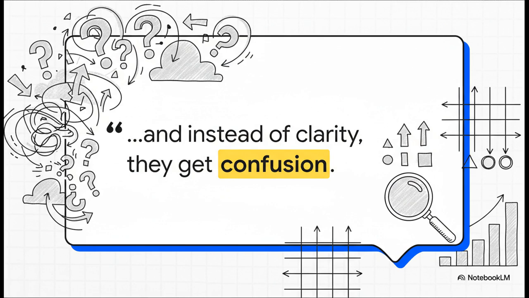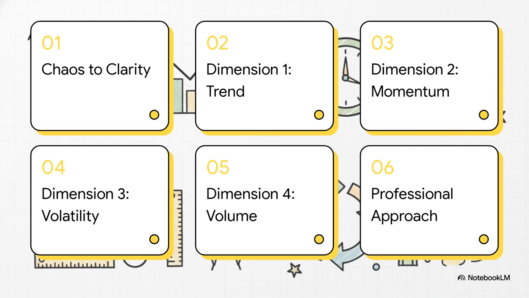But what if I told you there's a structured way to fix this for good? Okay, so here's our game plan. We're going to go from that chaos to crystal clarity by breaking down the 4 fundamental dimensions of the market. We'll look at trend, momentum, volatility, and volume. And then we're going to wrap it all up with how the pros actually use this stuff.